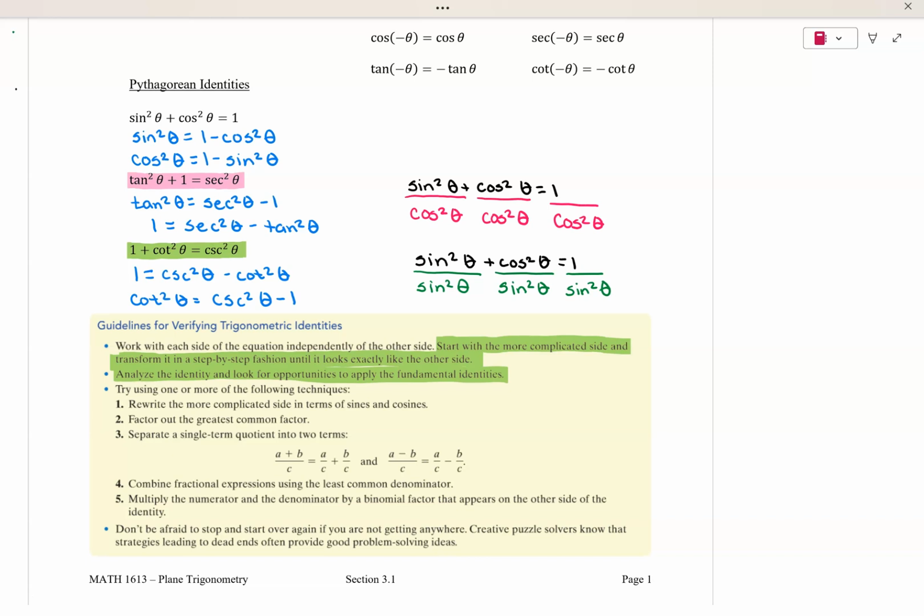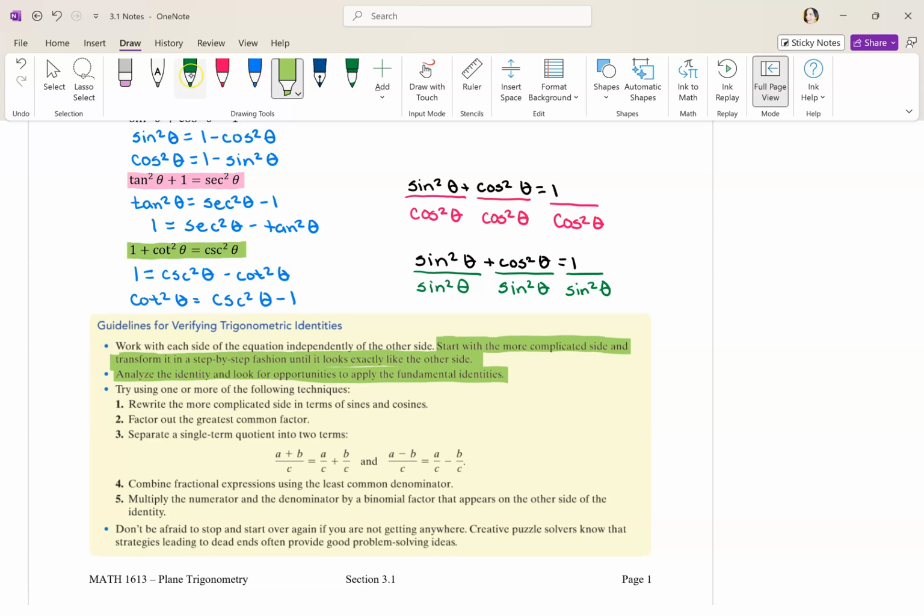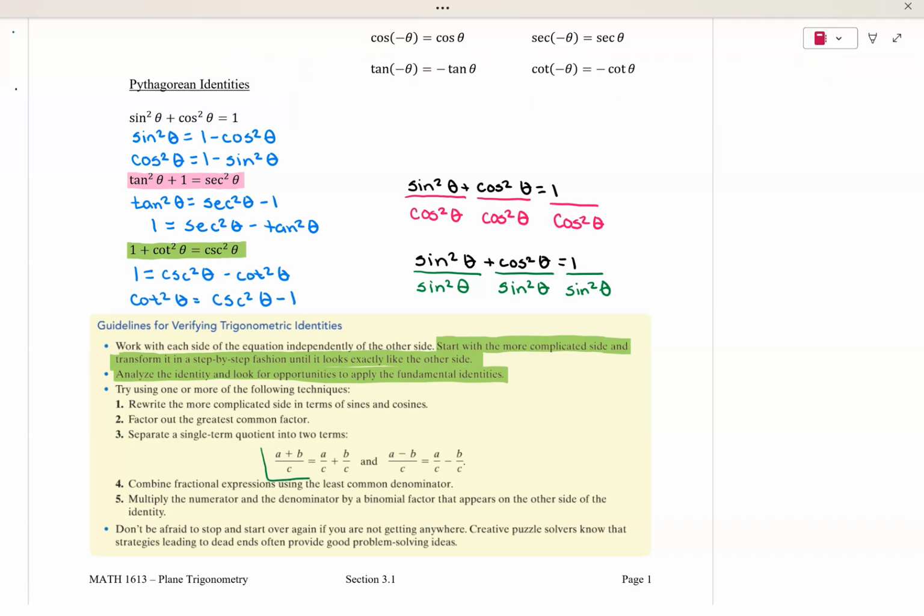Rewrite the more complicated side in terms of sine and cosine. Factor out the greatest common factor possibly. Okay, this right here, I don't know how well you guys are with your fractions, but hopefully you're pretty familiar with it. You need to be able to know that if I have a plus b over c, I can split it up, or vice versa. I can add them together and make it one fraction. And the same thing for subtraction.